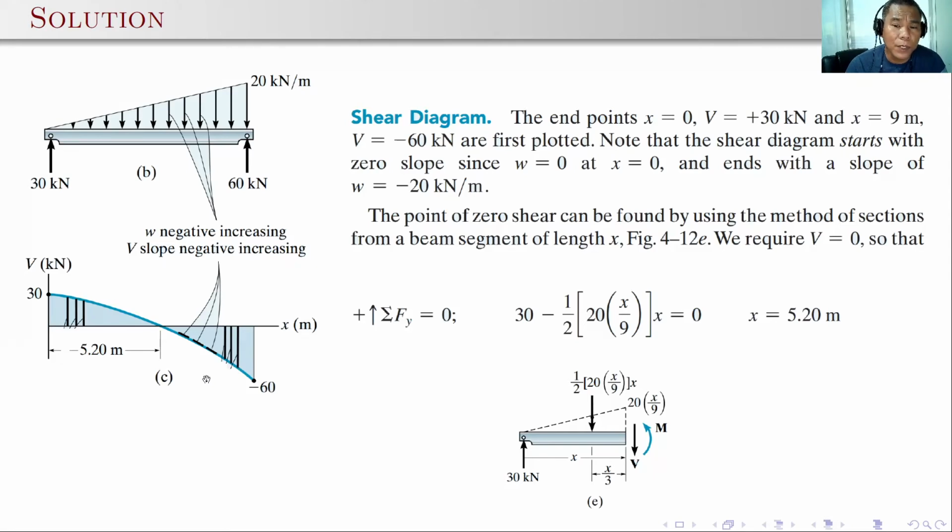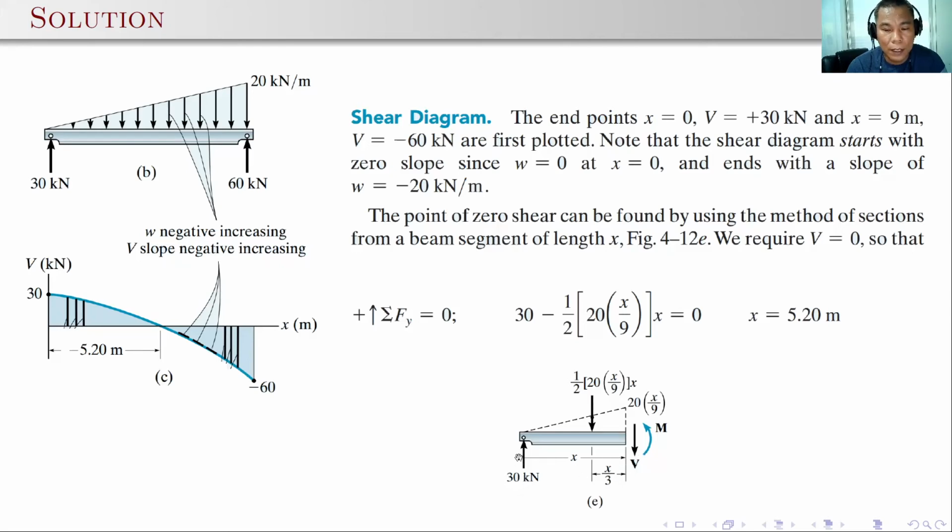Note that the point of zero shear here, as I have said, is very important because it might tell us the maximum or the minimum moment, and the maximum or minimum moment is very important in the design. So we need to determine the location of this point of zero shear. There are many ways to do it. One way is using the method of sections. We have to cut at this portion of the beam for the beam segment of length x, as shown here in the diagram. We will equate that shear to 0 at that cutting portion.